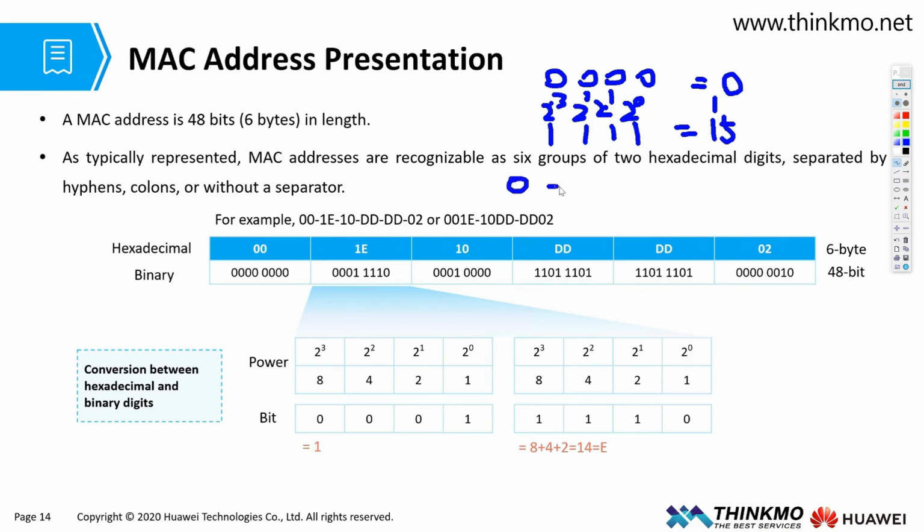This means the maximum number is from 0 to 15. If we talk about it here, like we usually say, 1, 2, 3, 4, 5, 6, 7, 8, 9, it's very simple. But what about 10, 11, 12? How do we represent them?